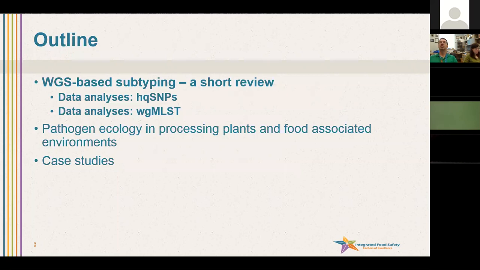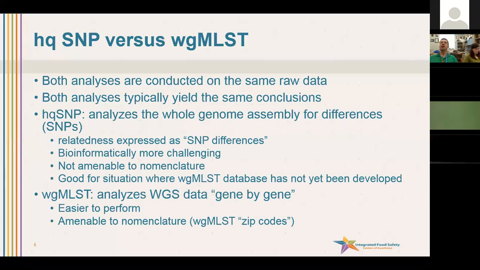So let's start with a short review of whole genome sequencing-based subtyping. What I really want to focus on here is not the actual technology on how you take a bacterial isolate and determine its whole genome sequence, which is, depending on what pathogen we talk about, between 3 and 6 million As, Cs, Ts and Gs, but really talk about the data analysis. Today, we really have two, some people may call them competing analysis approaches. But these are not really competing, they're complementary.